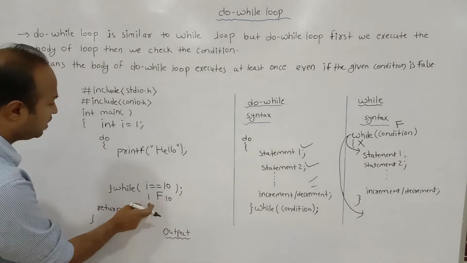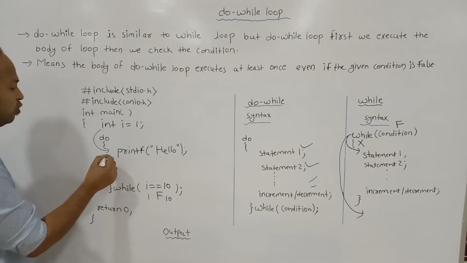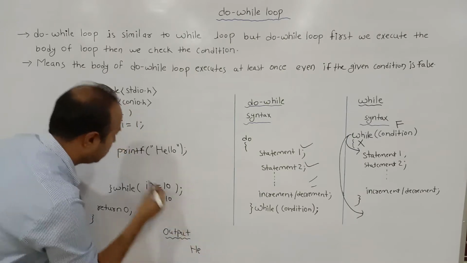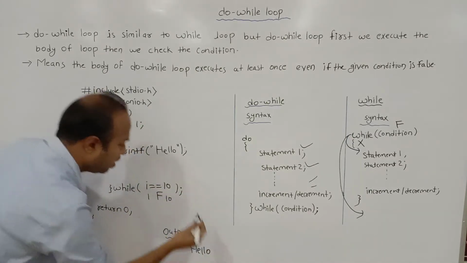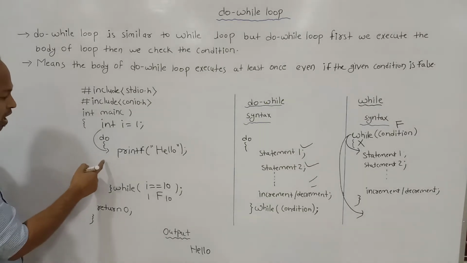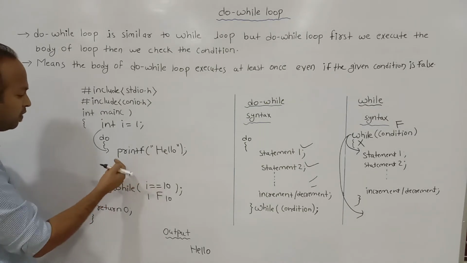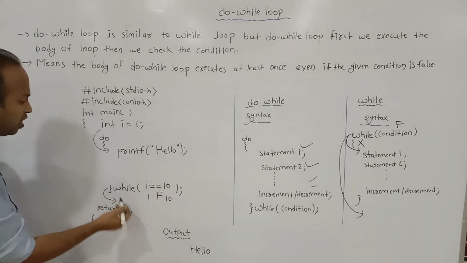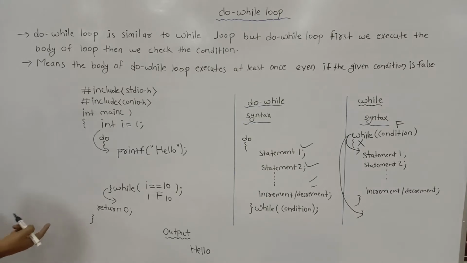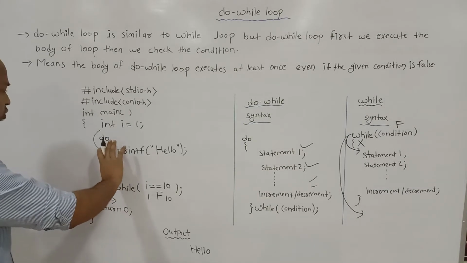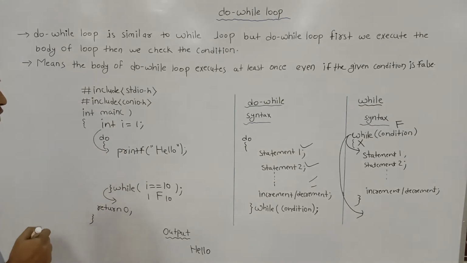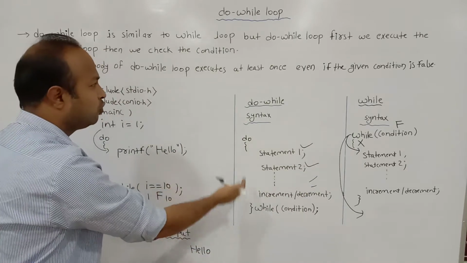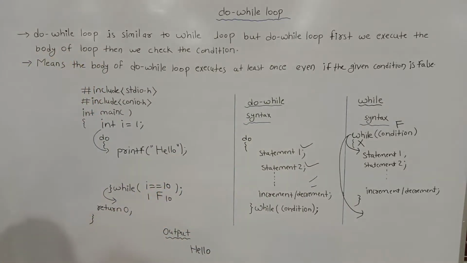Even though this condition is false, we move within the do while and we execute printf and print hello. Okay. Now after executing this printf, we check the condition. This condition is false, so we jump outside of the loop. Even though the condition is false, we have executed the do while body once. So this is the main difference between while and do while. The body of do while executes once, even if the given condition is false.